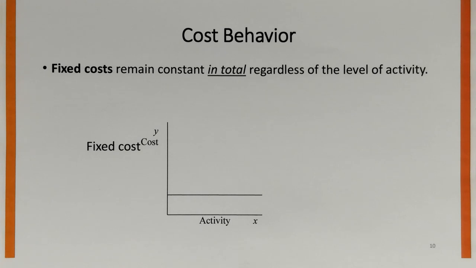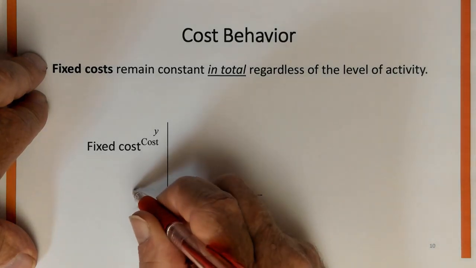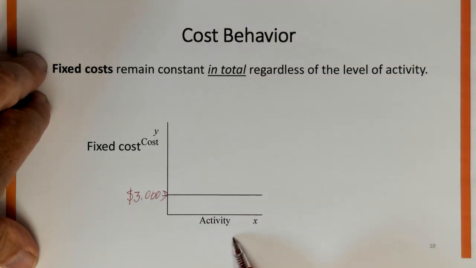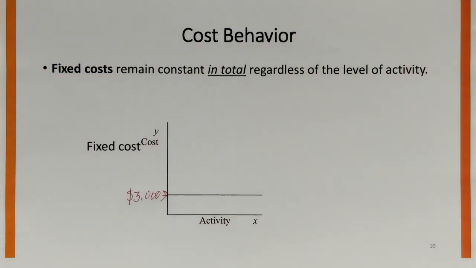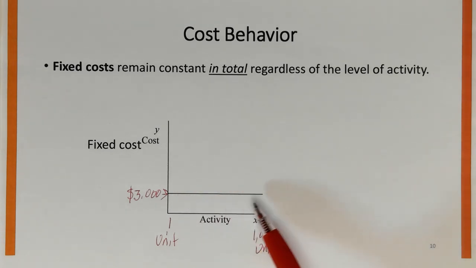We can depict fixed cost graphically by placing the activity along the x-axis and the cost along the y-axis. And we see here that the fixed cost is remaining constant regardless of the level of activity. So, for example, if we have a small factory and the factory rents a building for $3,000 a month, then the cost per month would be $3,000 right here. And the activity for a factory would be number of units produced. So regardless of the number of units produced, the rent cost in total will be fixed or remain constant throughout the entire range of production activity.